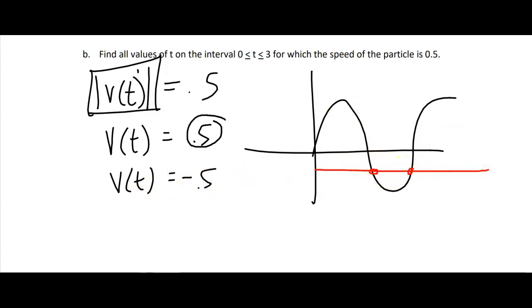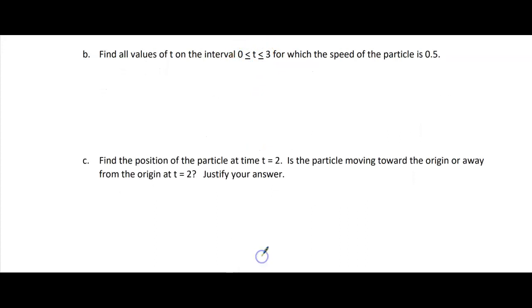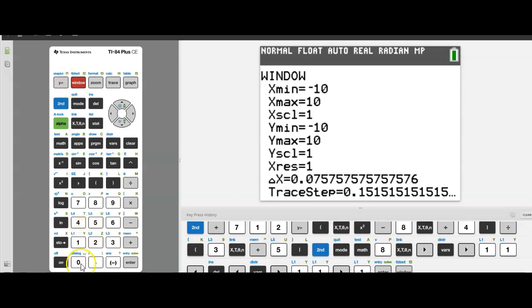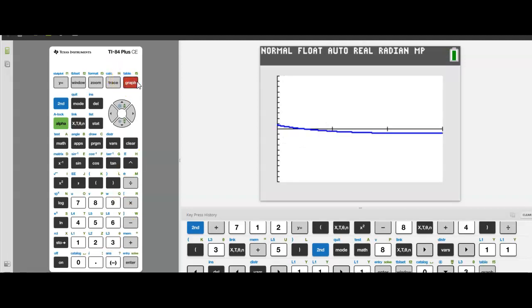Okay. Now, what's important here is to understand the interval we're working on. We're only going from 0 to 3. So when I graph this, I only want to look at a viewing window that goes from 0 to 3. So here we go. Let's take a look at our graph. But first, let's adjust our window. I want to go from 0 to 3. And then let's graph it, see what that looks like.